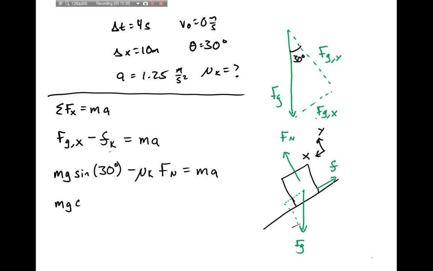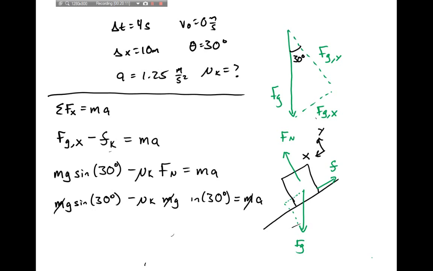So here we've got mg sine theta is the force due to gravity down the ramp. And then the frictional force is minus mu sub k mg sine of 30 degrees. And that's equal to mass times acceleration. The masses cancel. I know what my acceleration is. I know what g is. I can calculate sine and cosine of 30.